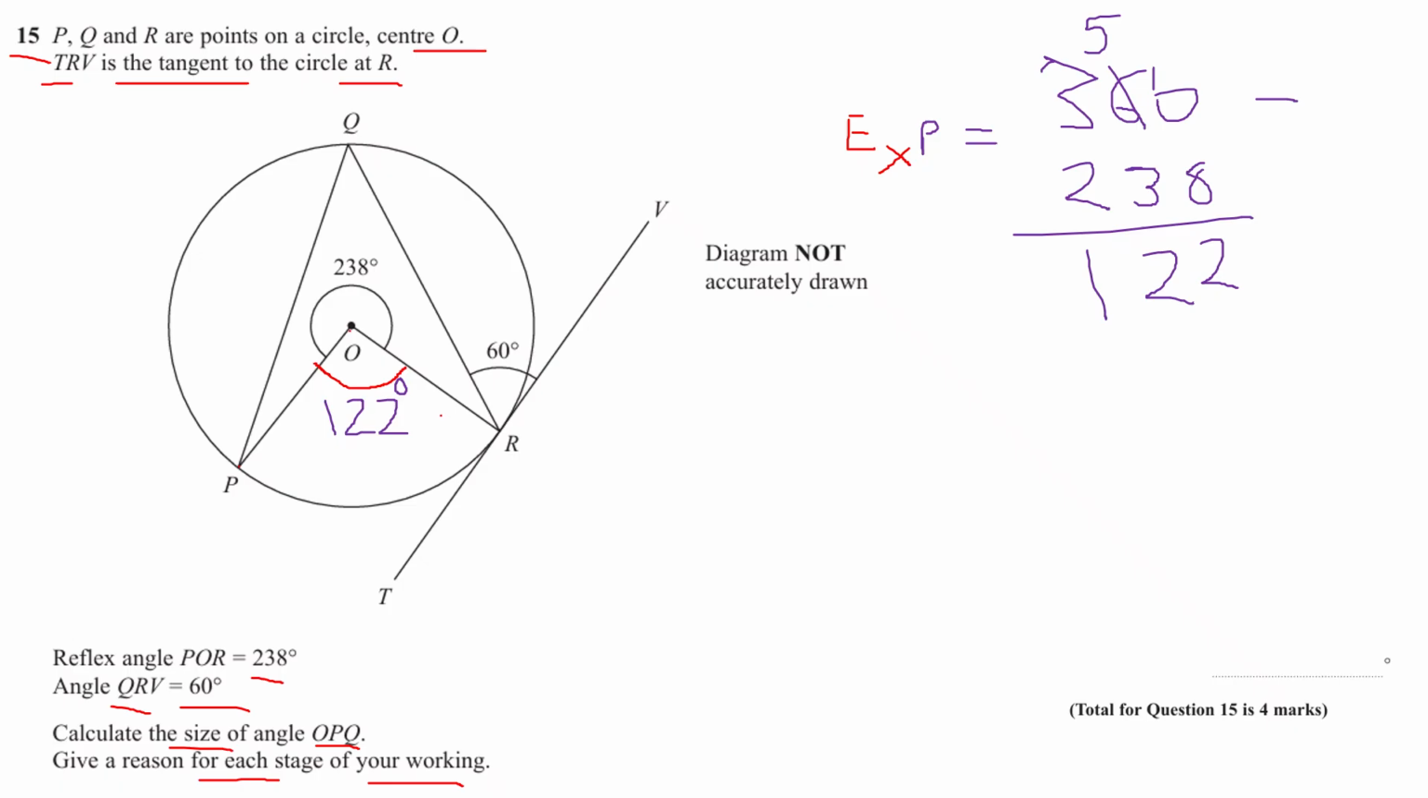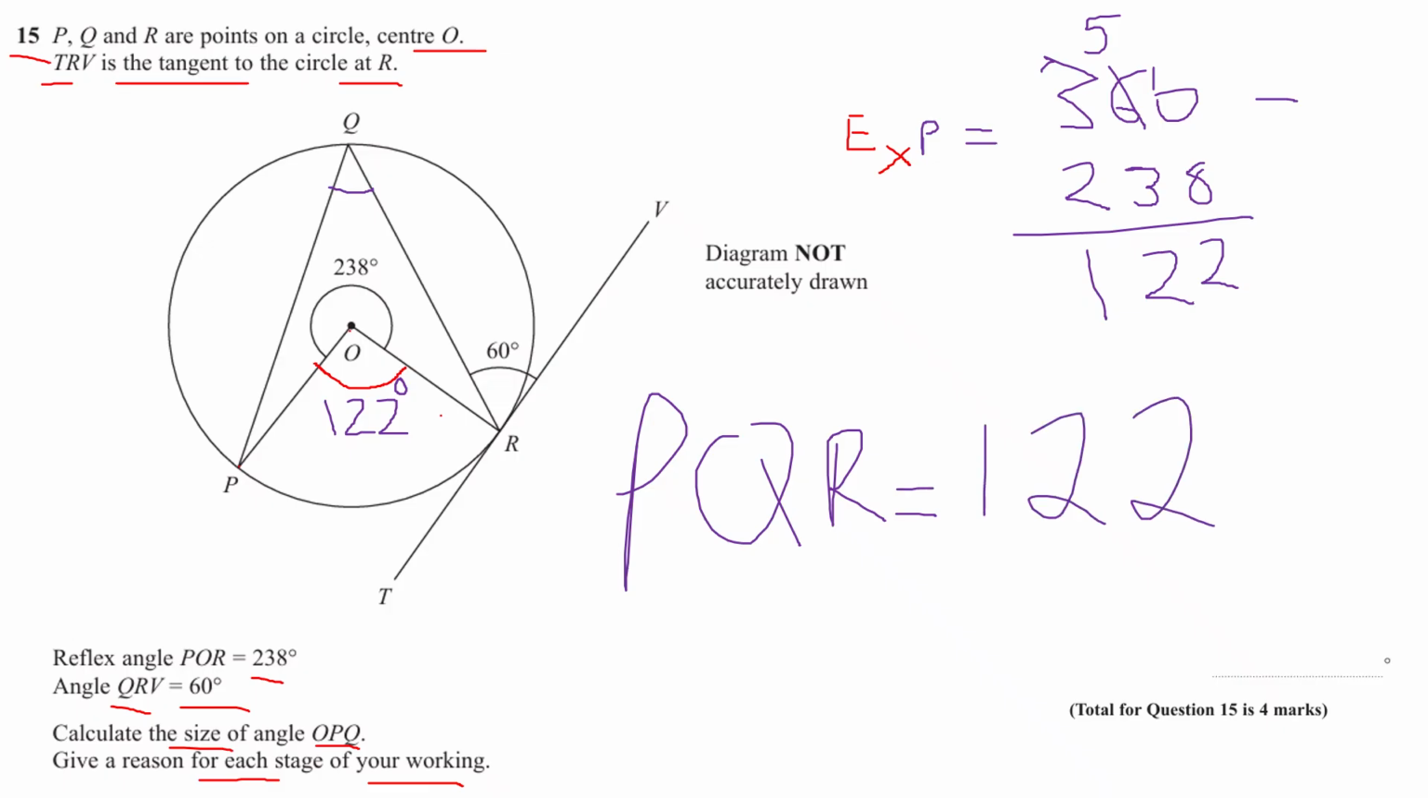Okay, what next? Well, now I can work out this angle because I know one of my circle theorems is that the angle at the center is double the angle at the circumference. So angle PQR, the interior one, is going to equal 122 divided by 2, so I'm going to halve it, which is going to be 61 degrees, because half of 12 is 6, and half of 2 is 1, so we get that.